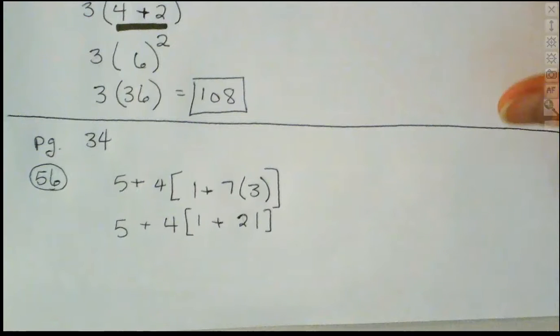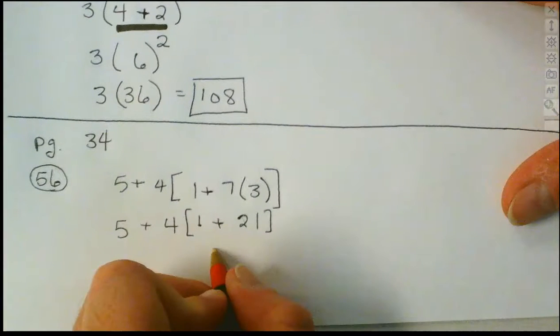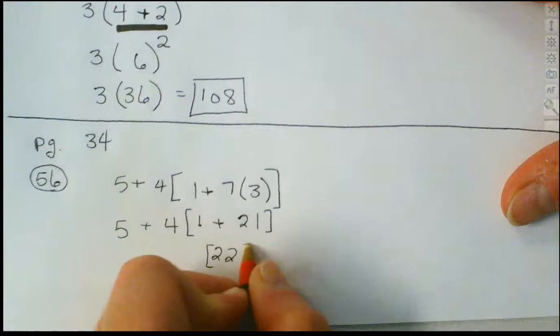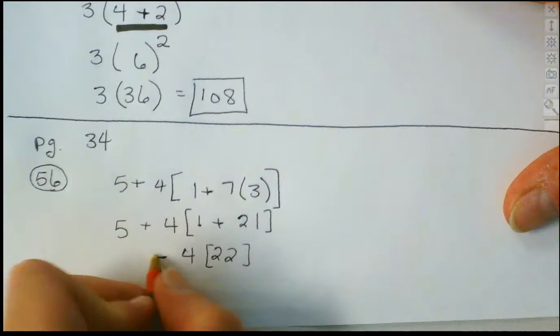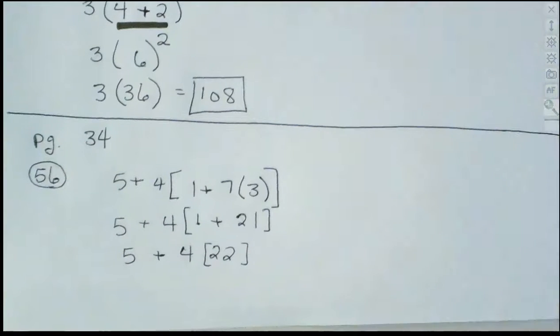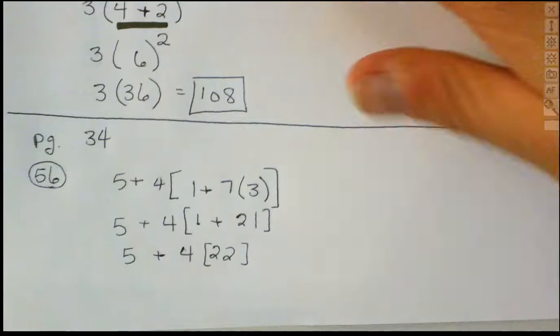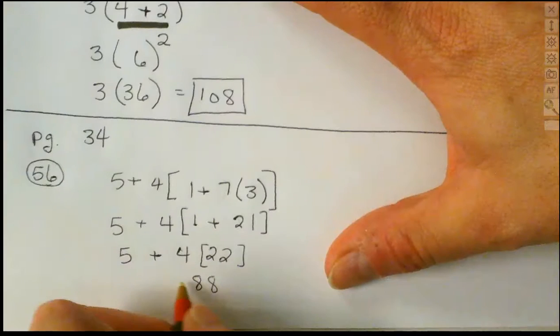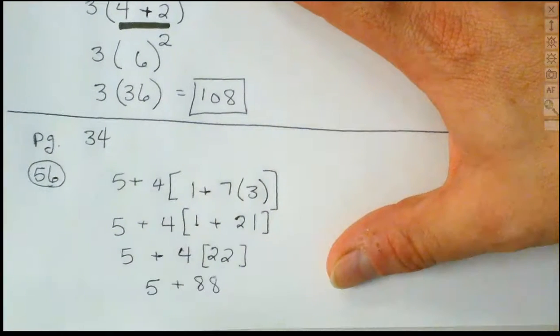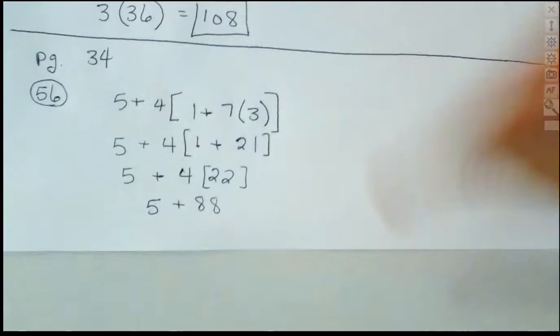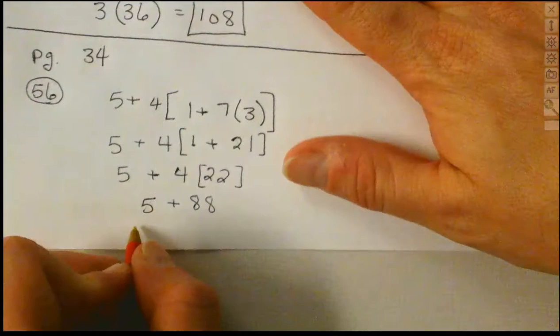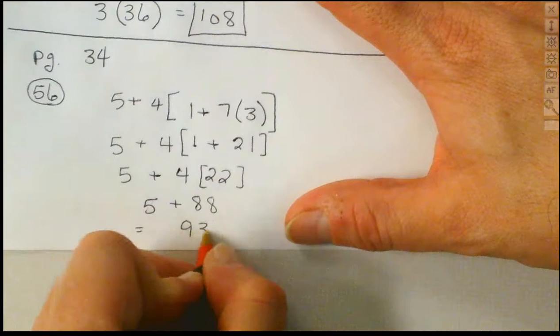So now we're going to add 1 and 21, that makes it 22. And again, these square brackets work like parentheses, and so that would be multiplication. That should be 4 times 22, which should be 88. And then the last thing that we do is we can go ahead and add those together. And when we add those together, we should get 93. And that's going to be our final answer, which is then 93.